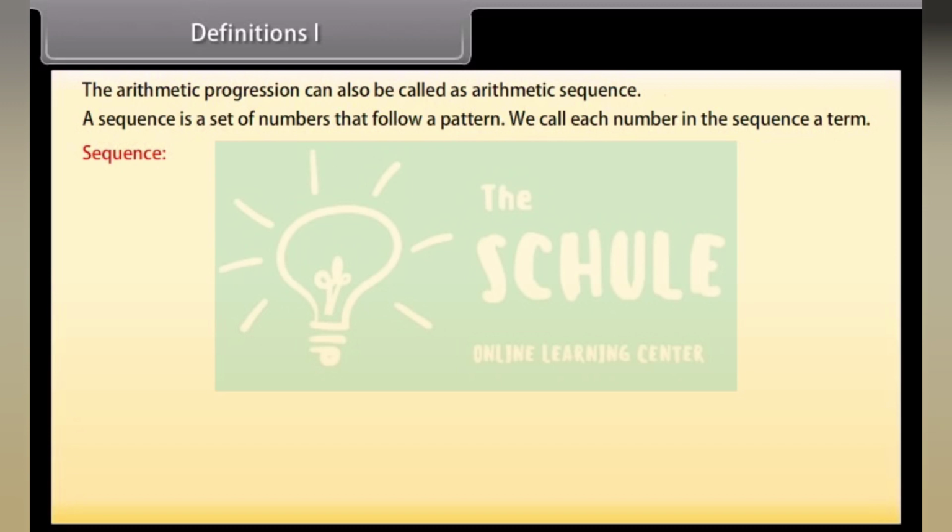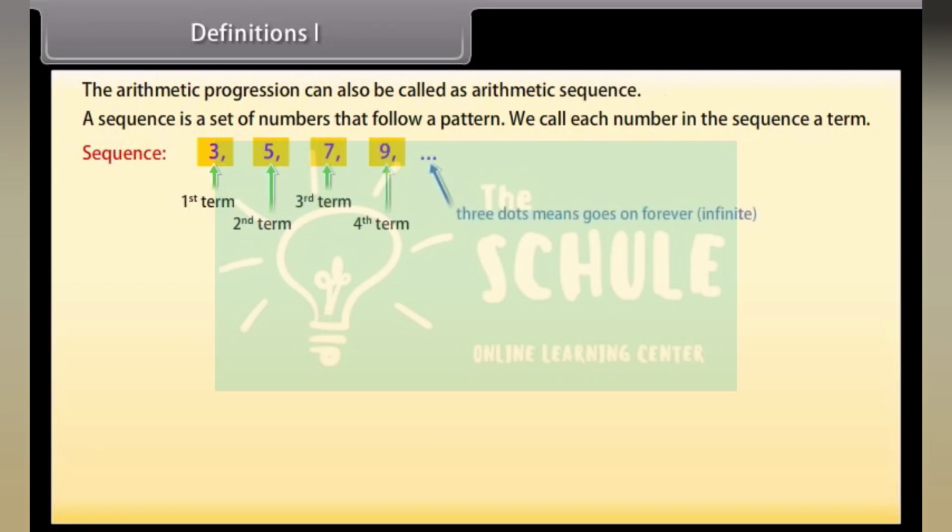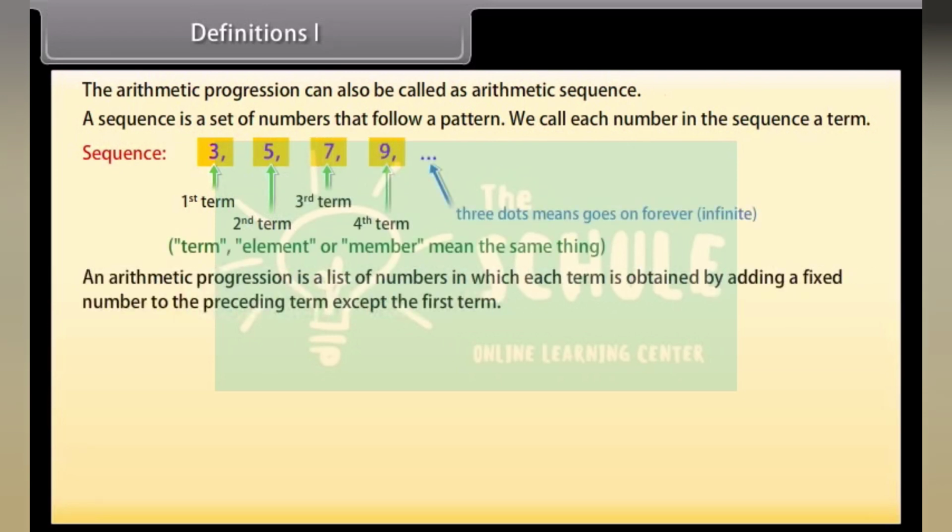Look at this example of a sequence. This is the first term. This is the second. This is the third, and so on. An arithmetic progression is a list of numbers in which each term is obtained by adding a fixed number to the preceding term except the first term. This fixed number is called the common difference of the AP.